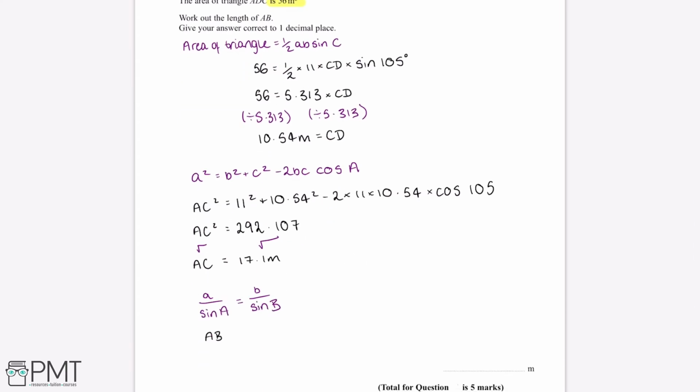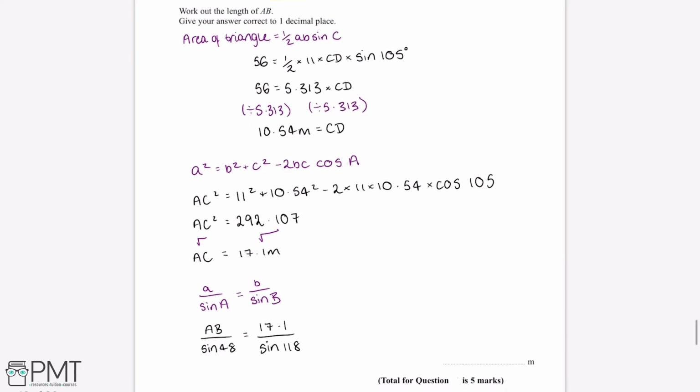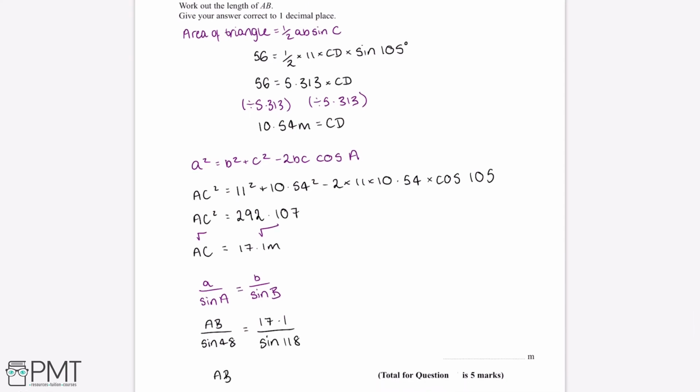And if we substitute these values in, this gives us that AB divided by sin 48 is equal to 17.1 divided by sin 118. And if we multiply both sides of this equation by sin 48, this tells us that side length AB is equal to sin 48 multiplied by 17.1 divided by sin 118. And if we put this into our calculator, this gives us that side length AB is equal to 14.4 metres. And this is our final answer.